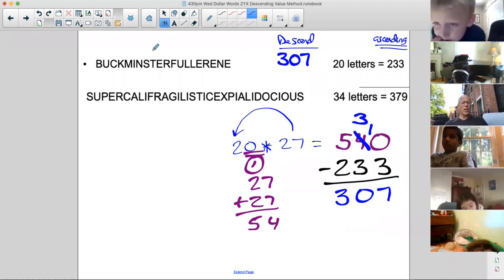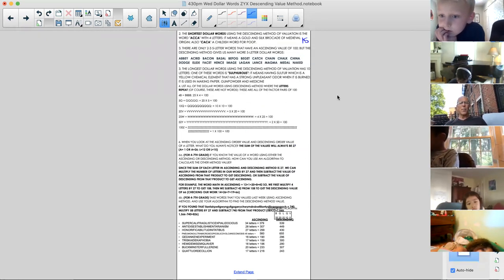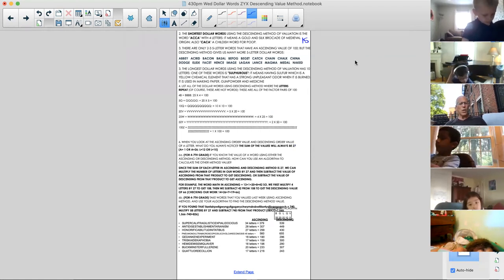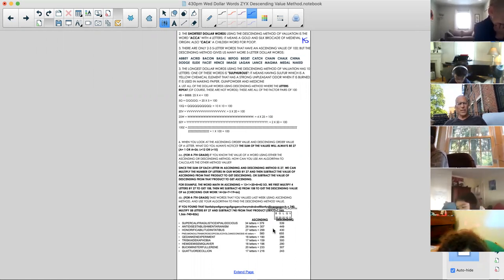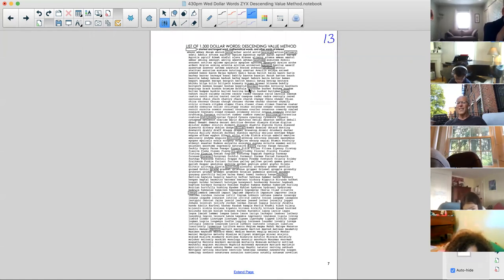Now, I would love to try all of these. Don't do that. Everybody right now. Go to the last page. You pay attention. If you go to page 15, guys, you will see all the words under the ascending and the descending. Try them all with our algorithm. Other thing you can try is you can try all 1,300 descending value dollar words to make sure that they equal exactly 100. And you have all summer to do it.